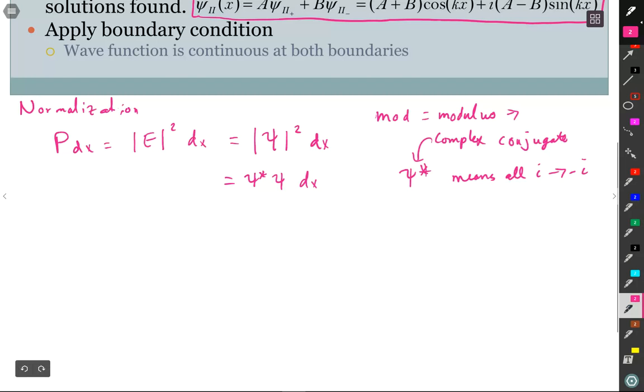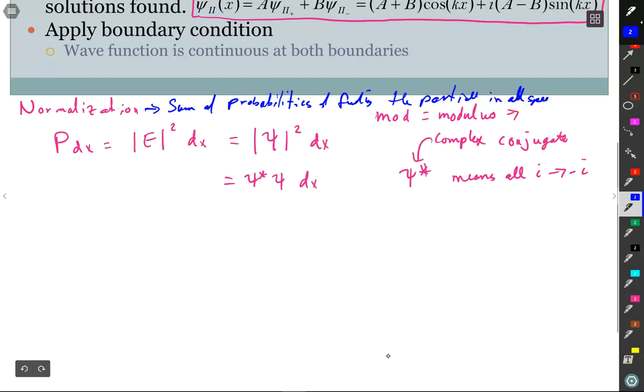What's the probability? If I put one particle in the box and then I check everywhere in the box, what's the total probability of everywhere in the box if I add it up? 1. We call that normalization. Normalization means, I'll put it in English instead of math, the sum of probabilities of finding the particle in all space equals 1. And that makes perfect sense, right?